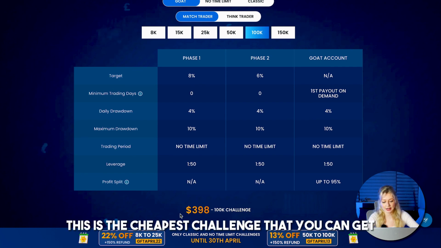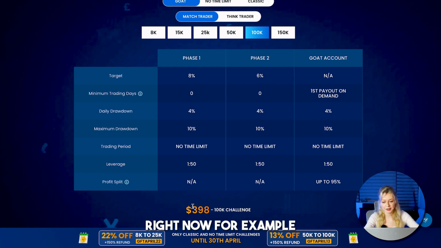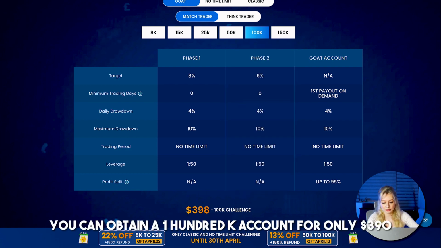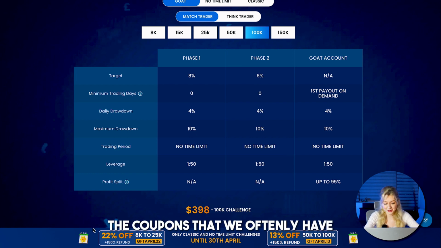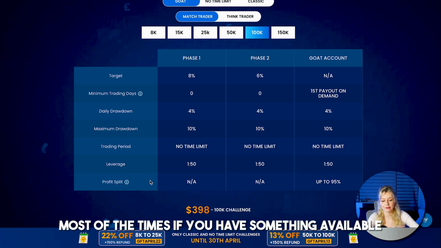This is the cheapest challenge that you can get. It has a very competitive price in the market right now. For example, you can obtain a 100K account for only $398. And go ahead and use the coupons that we often have. You can find them at the bottom of the website most of the times if we have something available.